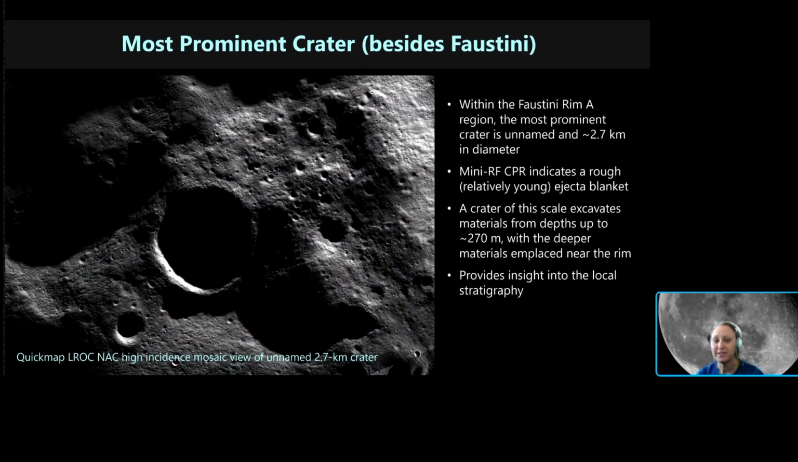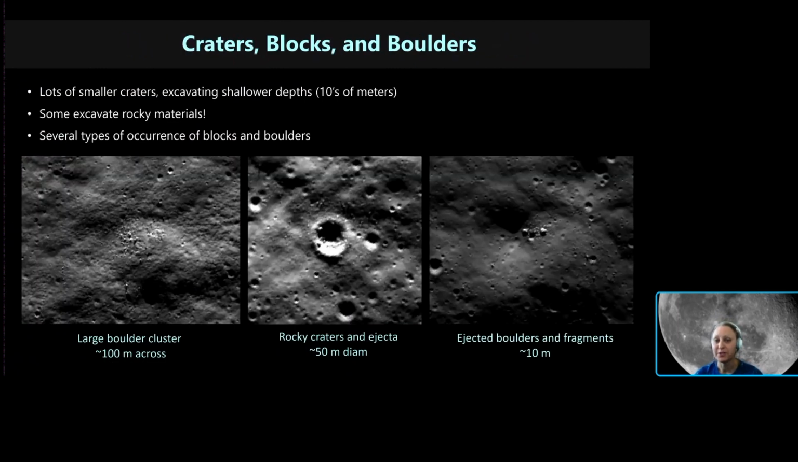So the most prominent crater in this region, besides Faustini itself, is this one that's shown here. It's an unnamed 2.7 kilometer diameter crater. In mini-RF CPR images, this appears to have a rough ejecta blanket, although in the visual data, it appears a little bit degraded. The scale of this crater suggests that it excavates up to depths of a couple hundred meters. And so if we were to sample some of this material around this crater, we'd get some insight into the local stratigraphy. Of course, there's lots of other smaller craters which are excavating to different depths, particularly shallower depths, more on the order of tens of meters.